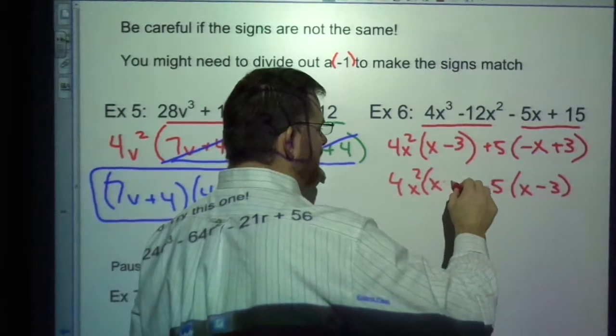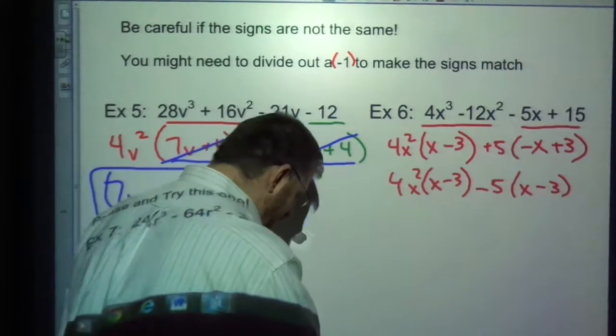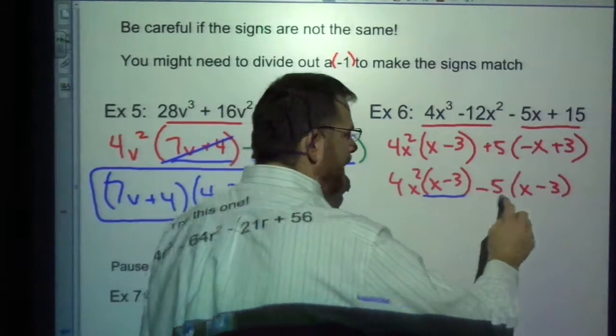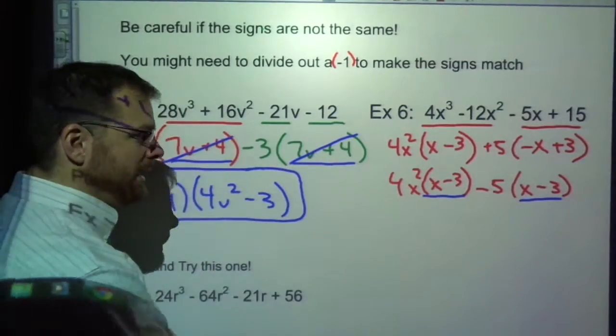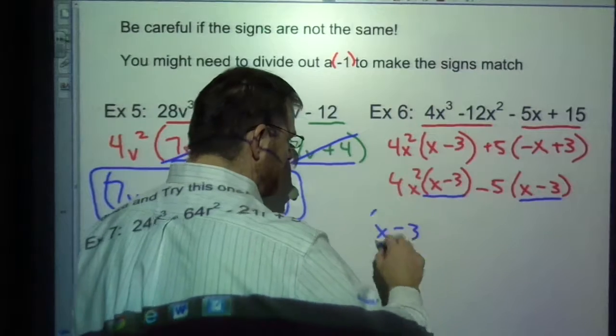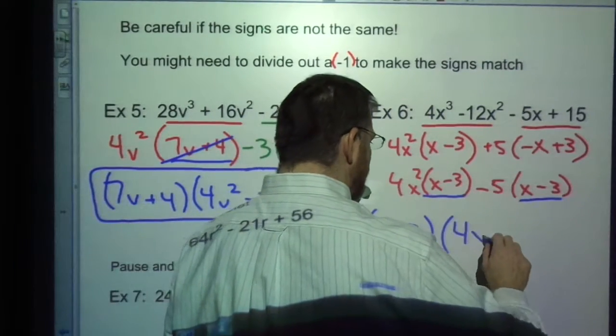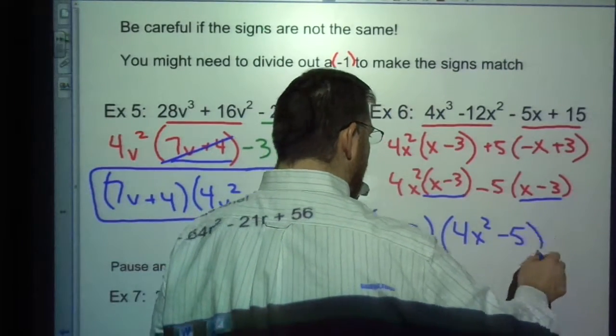So sometimes we just need to do that little extra step so that we have a match. My x minus 3s are the same. So x minus 3 comes in the front, my leftovers go after.